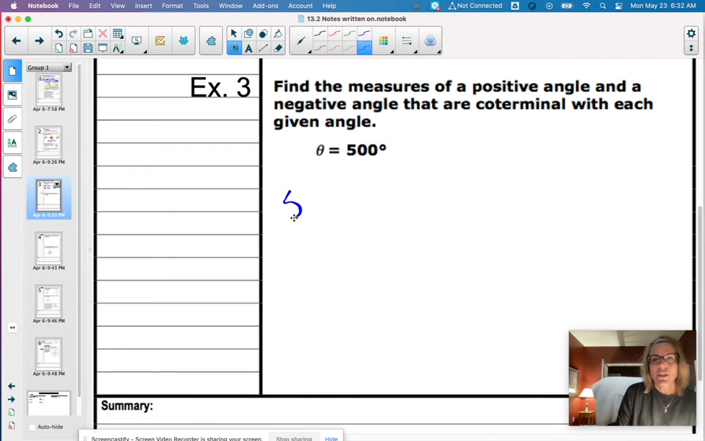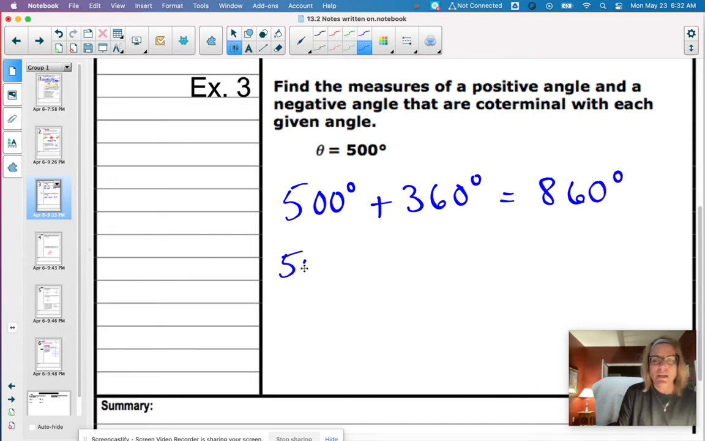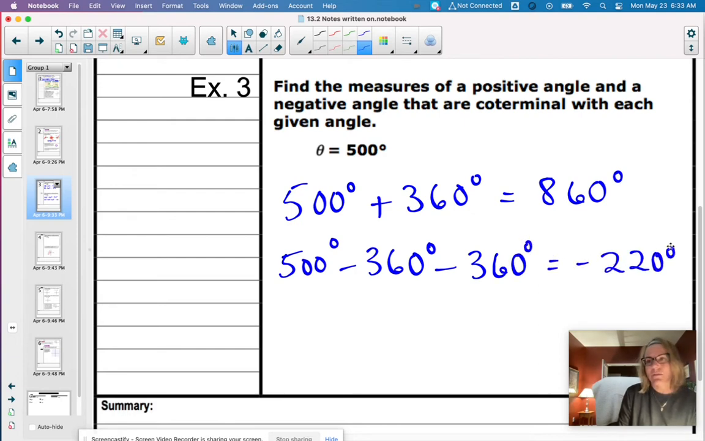So here we go. You're going to start with your given angle again, and we're going to find a positive and a negative angle that are coterminal with this given angle. That means they share the same terminal side. So I'm going to add 360. Well, that's just 860. But when I take 500 degrees and I subtract 360, I still get a positive. So then I just have to subtract another 360, and now I have my negative. Remember, there are infinitely many coterminal angles.